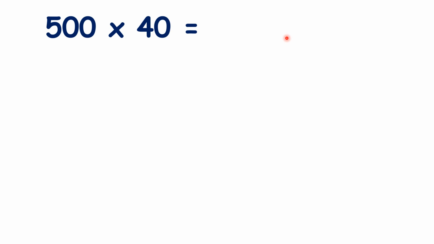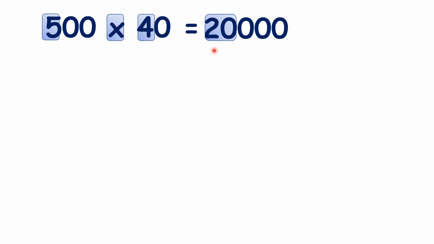So what is 500 times 40? 20,000, because 5 times 4 is 20, and then because we have 3 end zeros in our question, we need 3 end zeros in our answer.